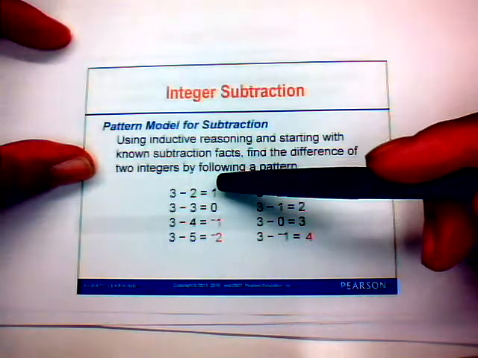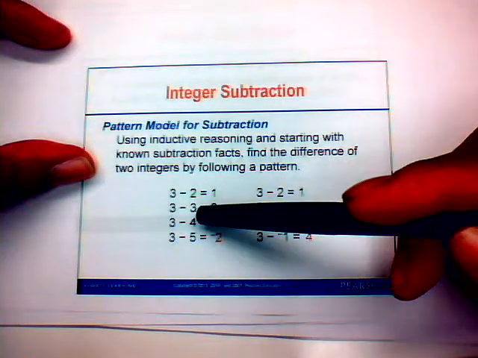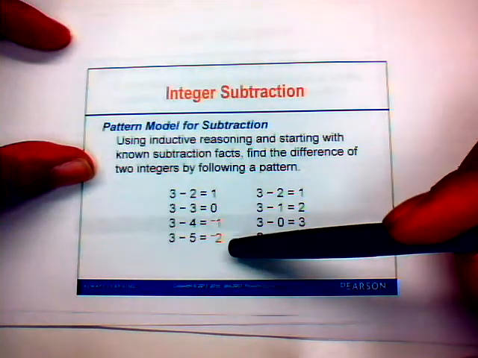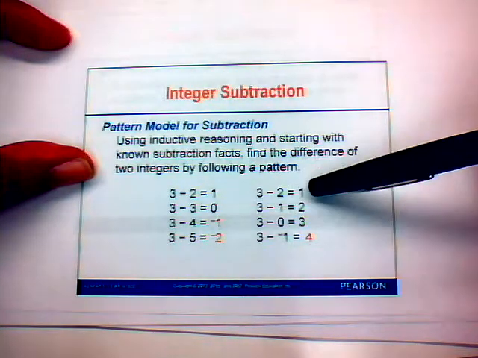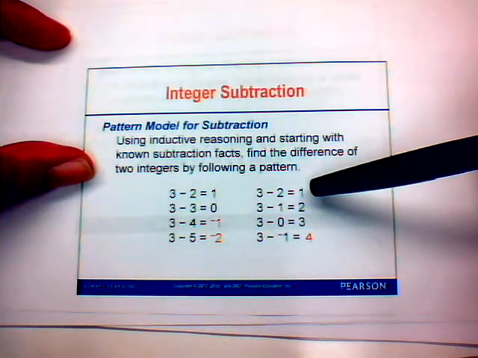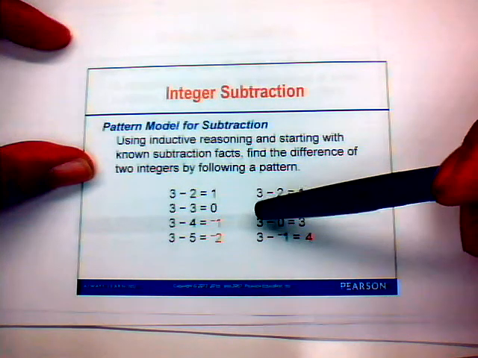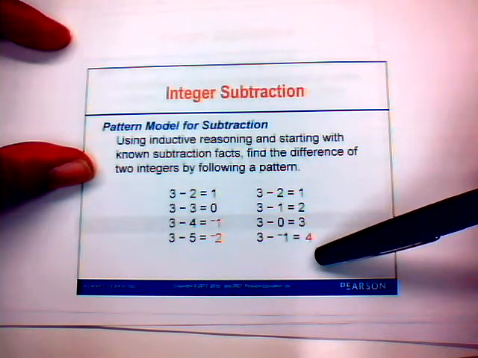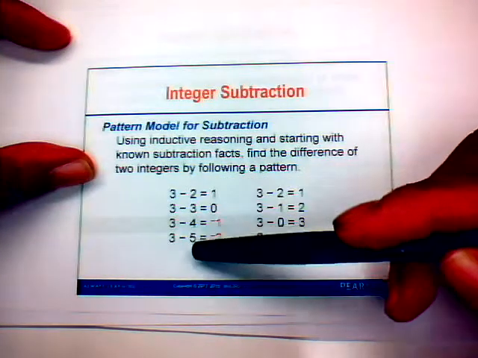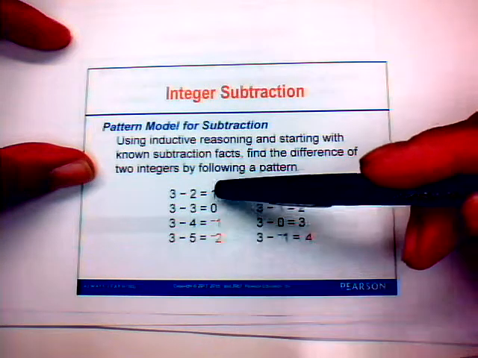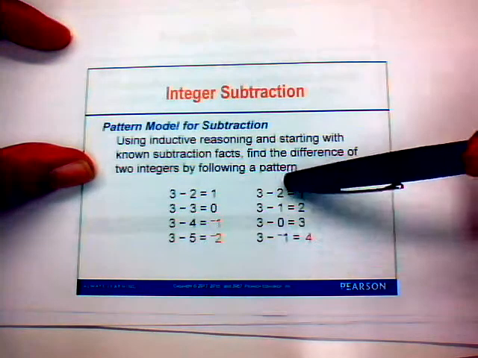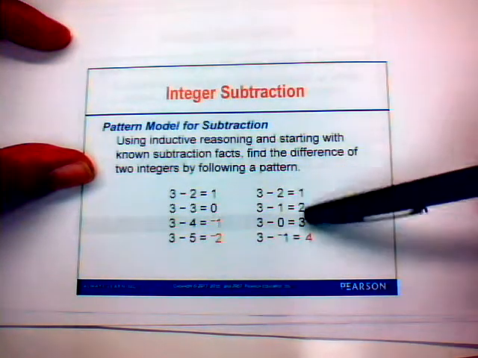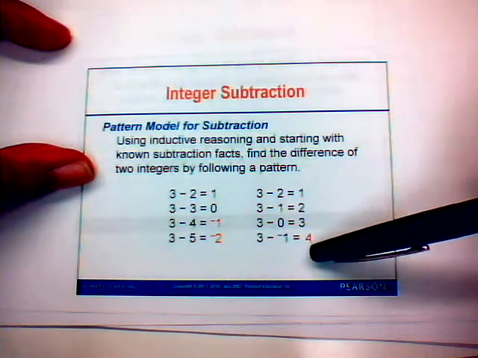3 minus 2, that's going to be 1. 3 minus 3 is 0. 3 minus 4 is negative 1. 3 minus 5, that's equal to negative 2. Then we can say 3 minus 2 is 1. 3 minus 1 is 2. 3 minus 0 is 3. 3 minus negative 1 is 4. On the left side, the subtrahend is increasing while the difference is decreasing. And on this side, the subtrahend is decreasing while the difference is increasing by 1.